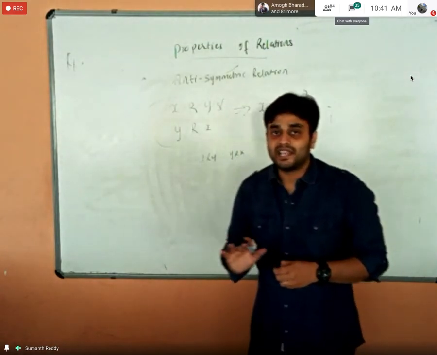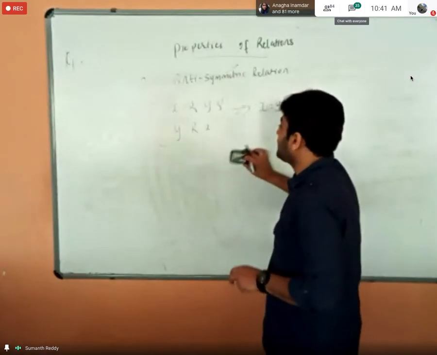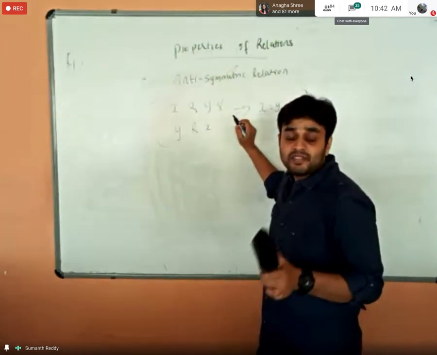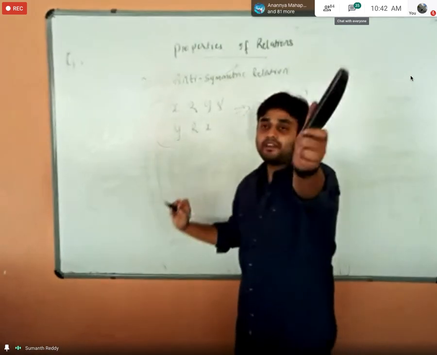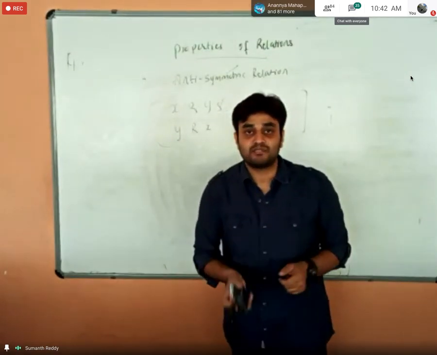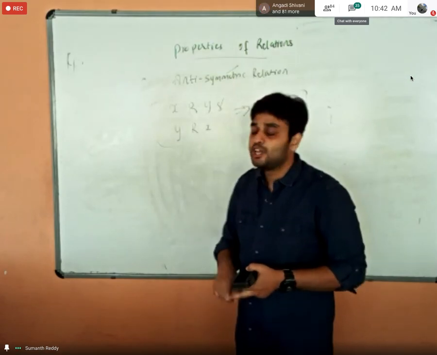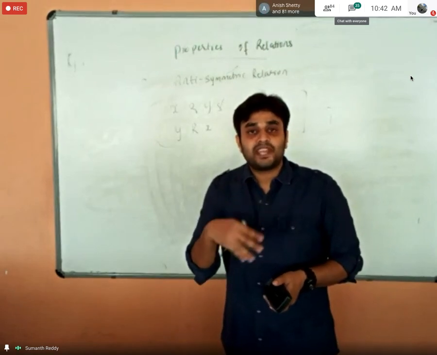Okay, I didn't tell x and y are same in the case of symmetric. Whereas in the anti-symmetric property, if x is related to y and y is related to x, and also x and y are same, then such a relation is called an anti-symmetric relation. I have given a few relations which satisfy the anti-symmetric property, like the divisibility relation. If x divides y and y divides x, it is possible only when x and y are same.